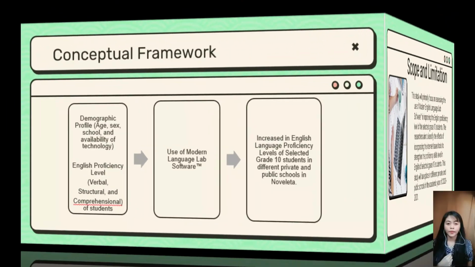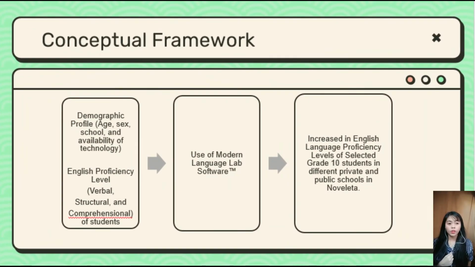2020-2021. The figure shown is the conceptual paradigm that the researchers developed so far. We use the IPO model of the framework. For the input, we have the demographic profile of the participants that involve their sex, school, age, and the availability of technology. Also, we have the English proficiency level where we are going to test the verbal, structural, and comprehensional skills of the participants.